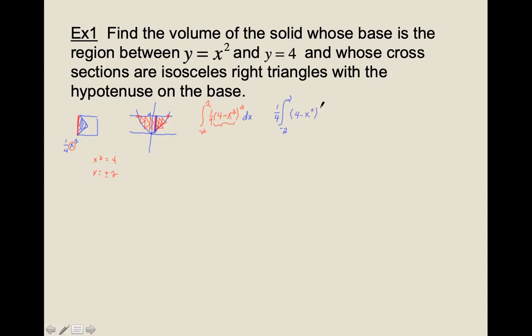And something else I can do to make this problem a little easier is I should notice that this is in fact an even function. So rather than going from -2 to 2, I can double this. So I can multiply it by 2 and make this lower limit of integration start at 0. So in other words, I'm just doing the right side and then doubling that. So 2 times 1/4 is 1/2. So I have 1/2 times the integral of 0 to positive 2.